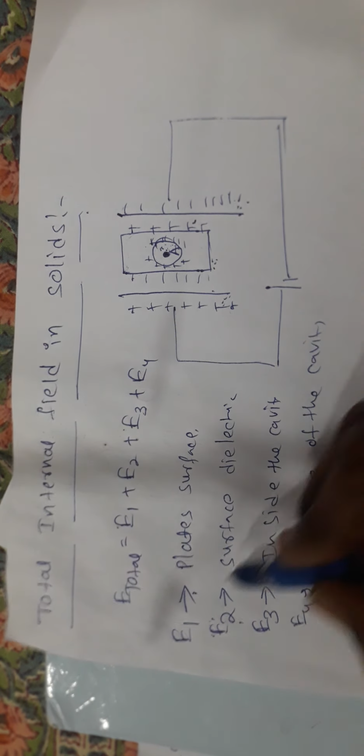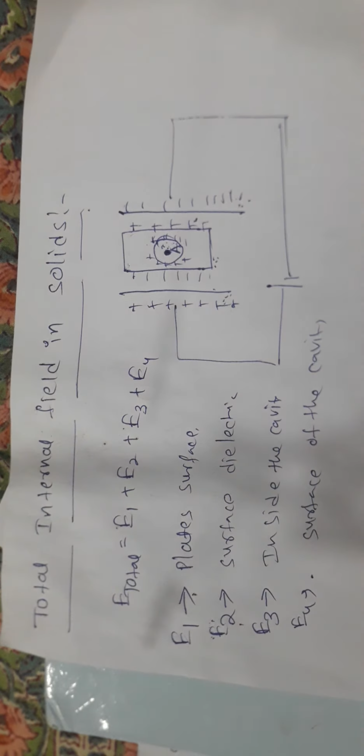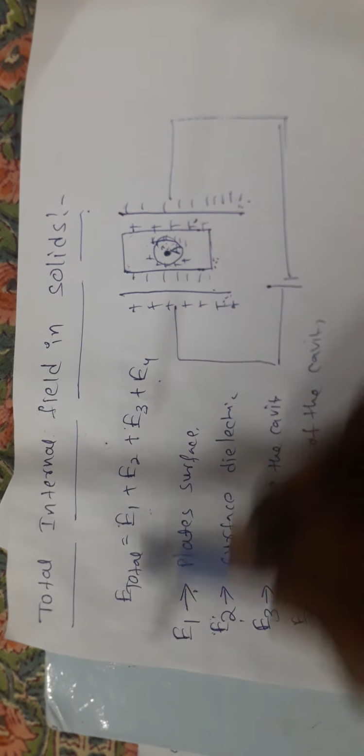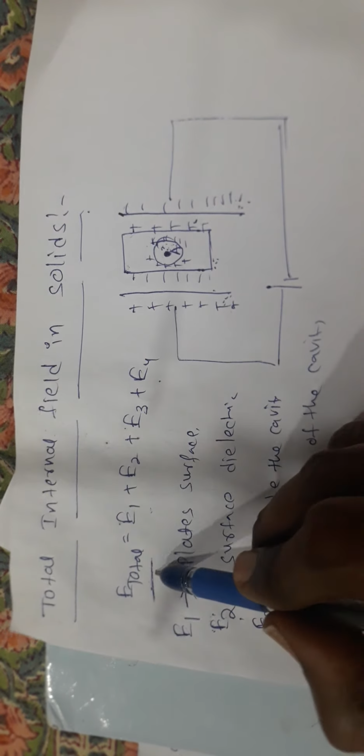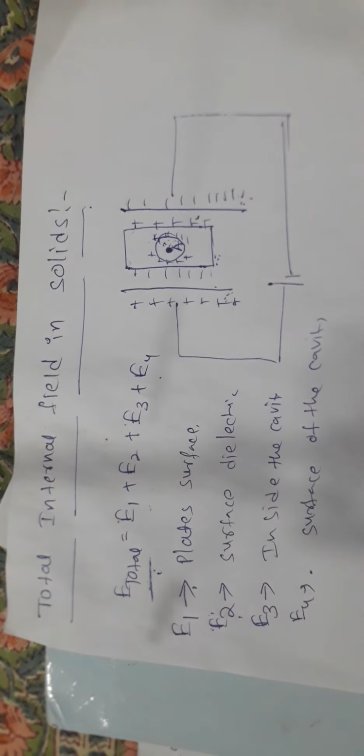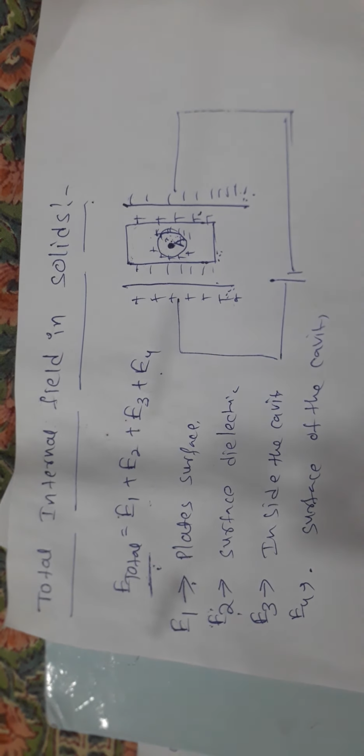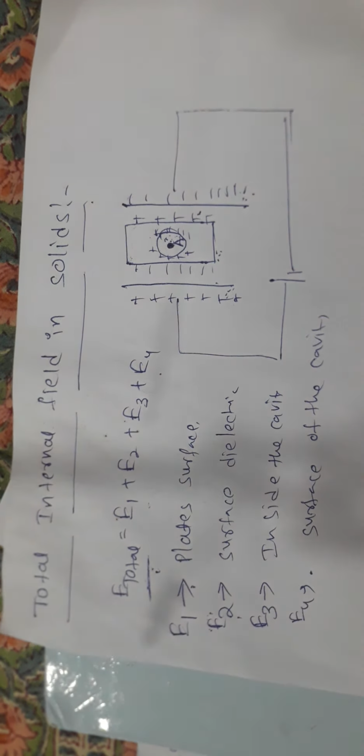Now we have to find all these 4 values and finally add them. We are getting the total internal field in solids. It is a very important question, which they will ask as a 10 marks or 7 marks question. Now first we calculate E1. What is E1?